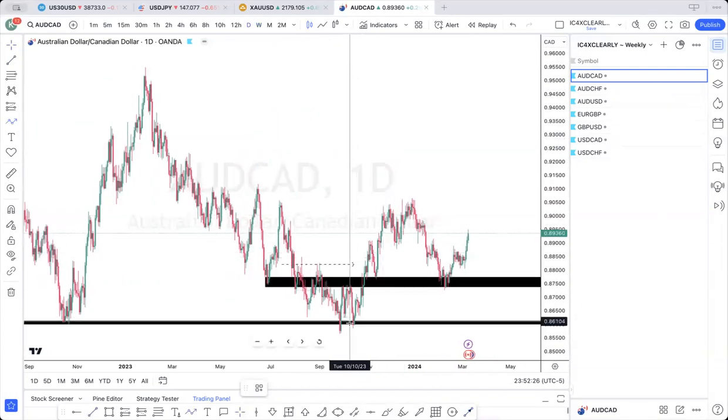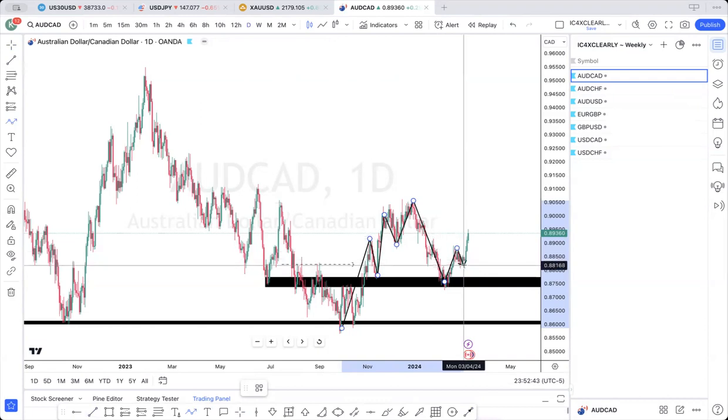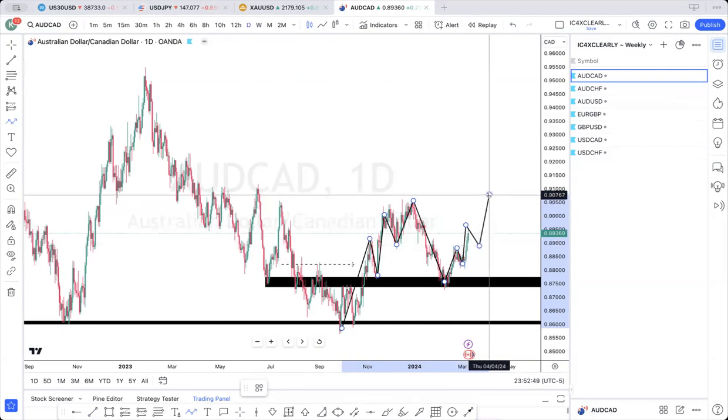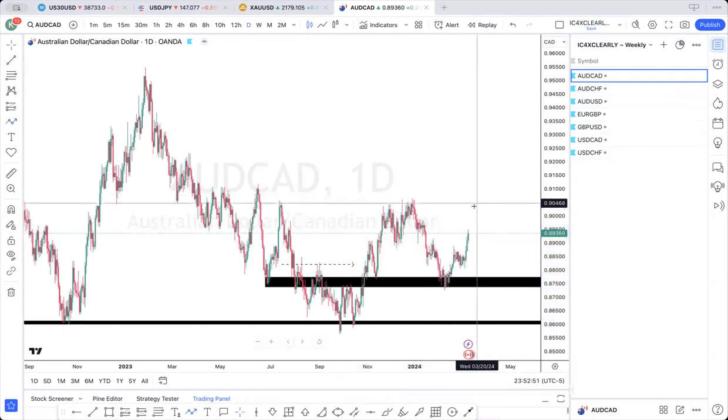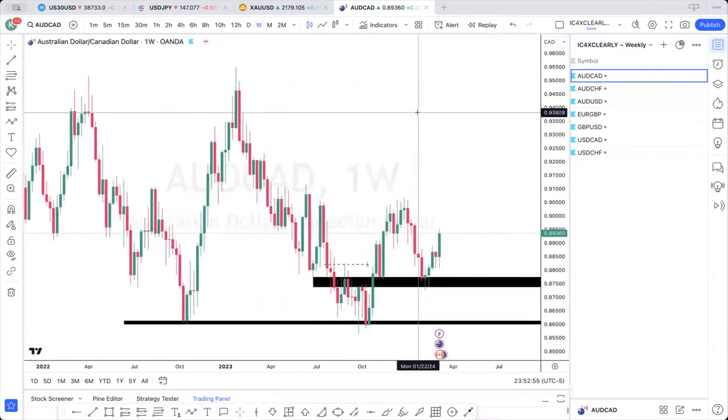If you're looking at market structure, price has broken structure, pulled back, pushed up, pulled back, pushed up, pulled back to the zone, and is now breaking more structure to the top side. So with that being said, let's go back to the weekly order block.